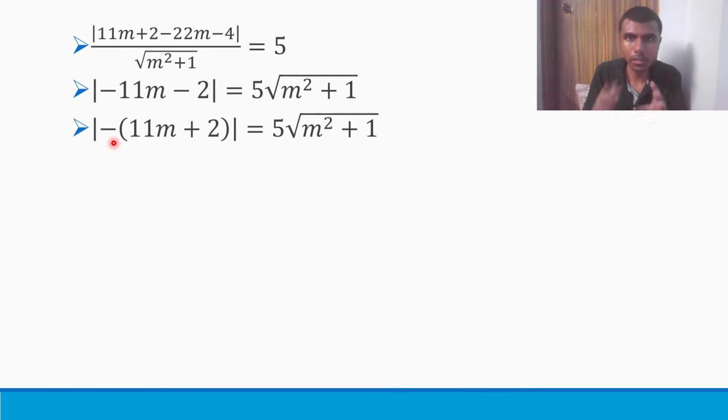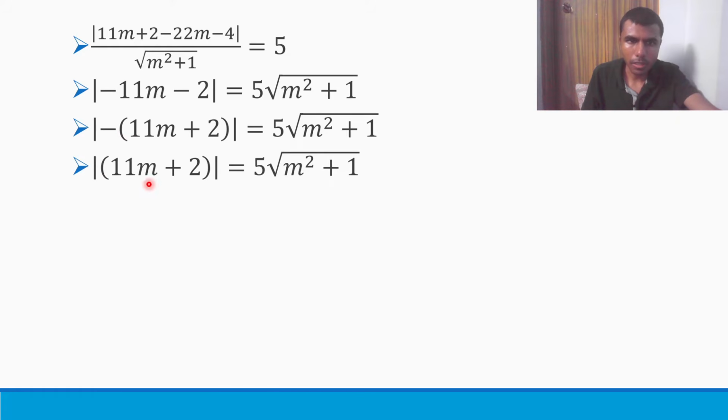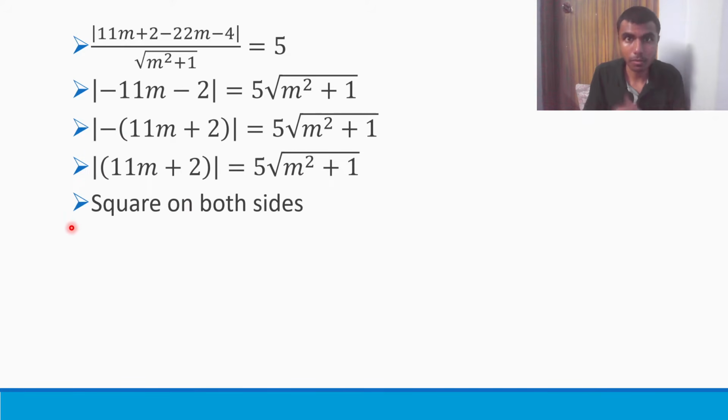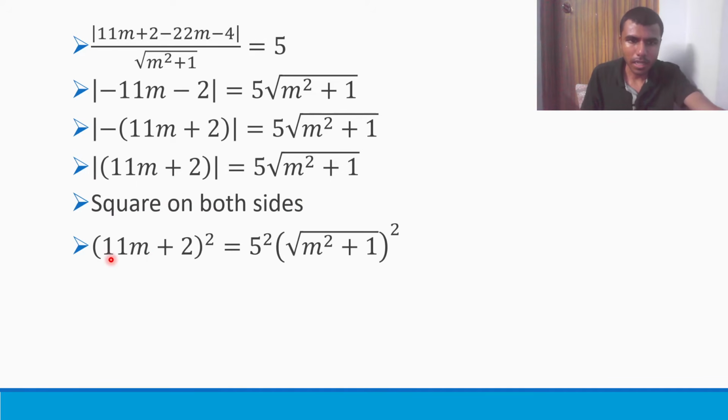Modulus of negative, you need not bother about negative. So this is going to be modulus of 11m plus 2. Now square on both sides. Modulus of negative is also positive, so that's why modulus of 11m plus 2. Now square on both sides. If you square, 11m plus 2. Now you can remove the modulus because modulus and square cancel; you need not worry about it once you square.